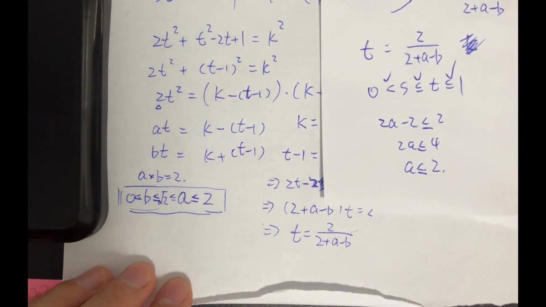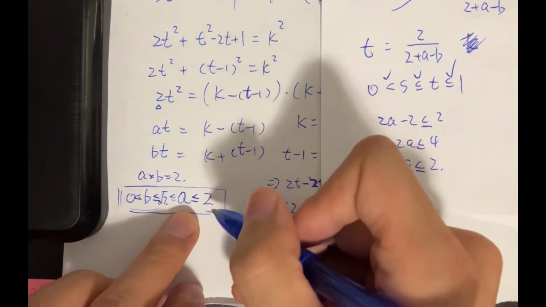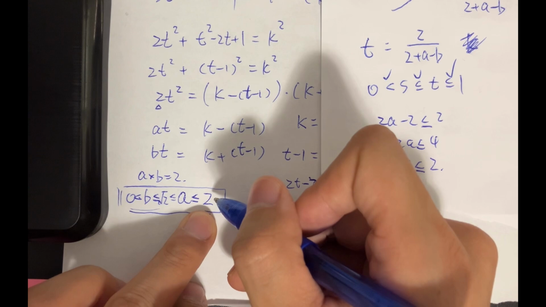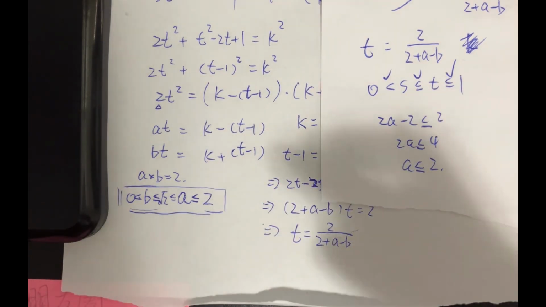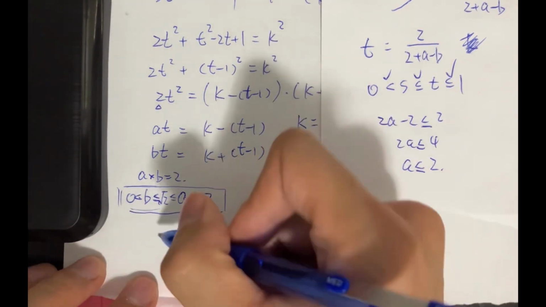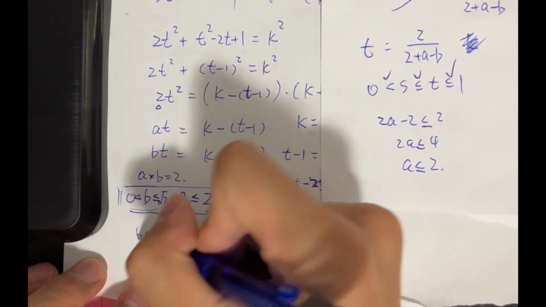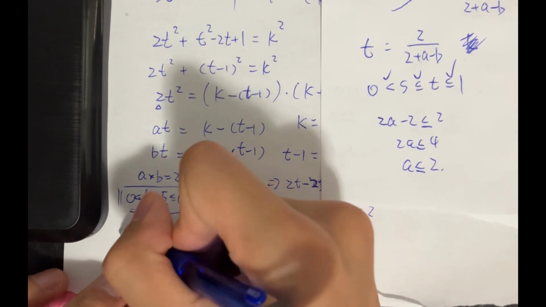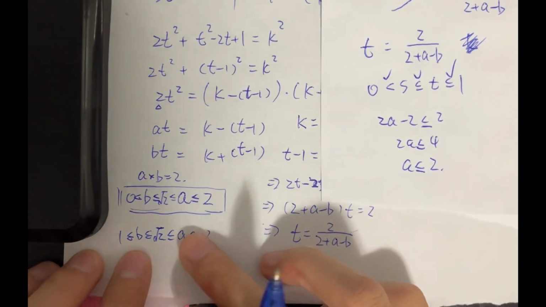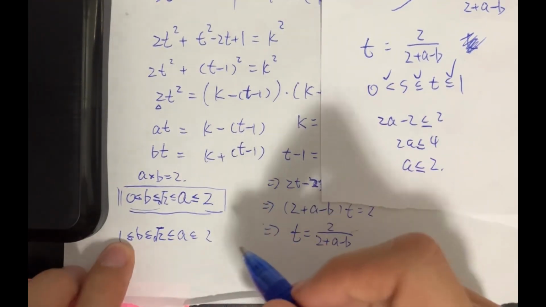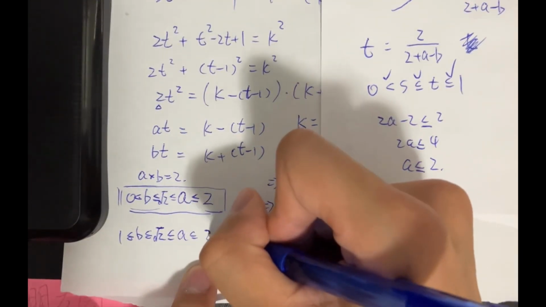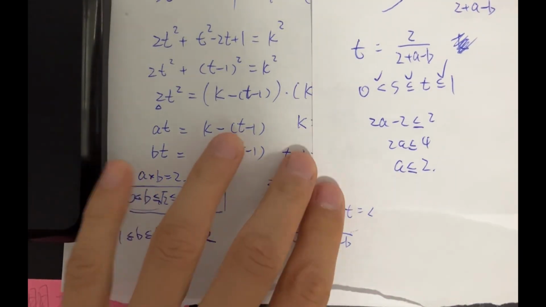Of course, if a is lower than 2, then b has to be over 1. That is because a times b is 2. So maybe we can rewrite this as b over 1, because a times b is 2. This comes from this.